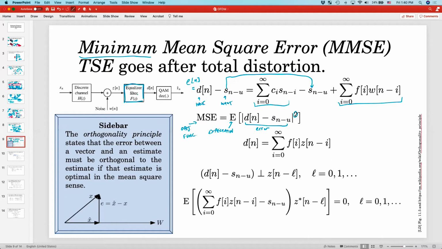So if we just focus in on this part of the diagram, then the output d of n is the convolution of the input with the filter impulse response. And for the time being, we are going to allow this to possibly be infinite.